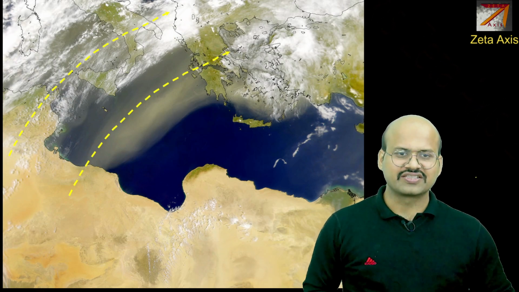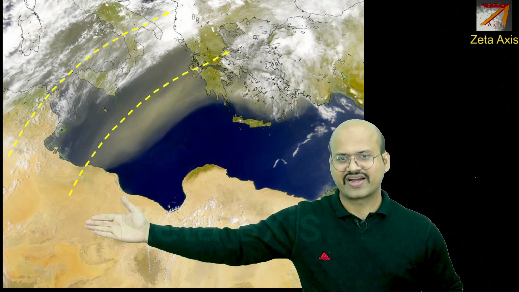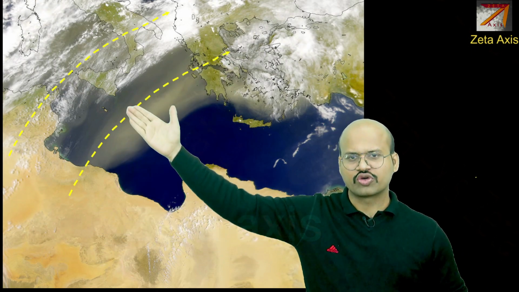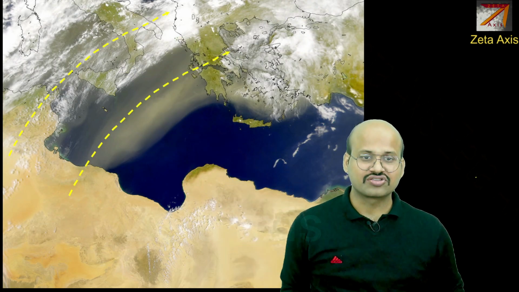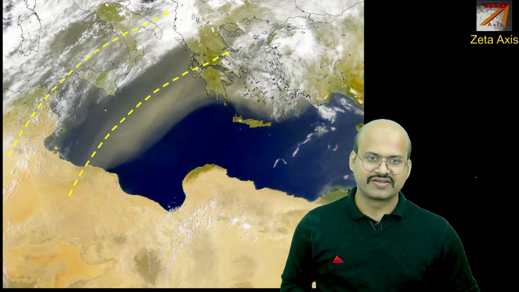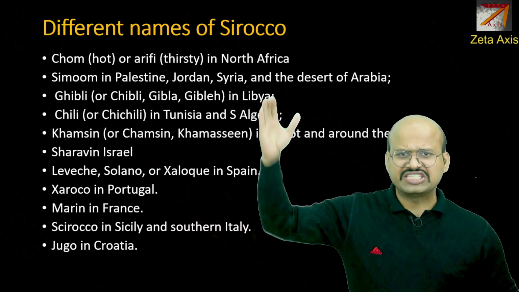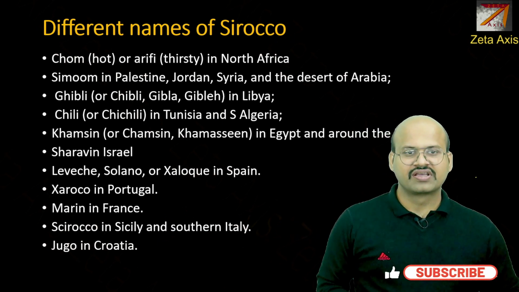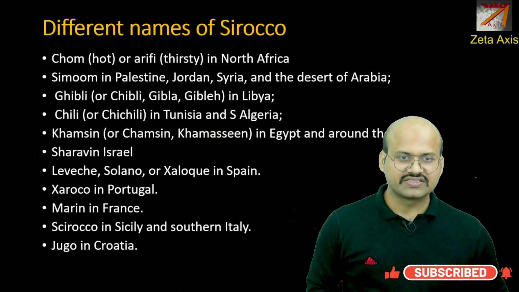Here we can clearly see the effect of Sirocco winds. They carry a lot of dust from the Sahara Desert in North Africa towards southern Europe. They also accumulate a lot of moisture from the Mediterranean Sea. So when it reaches over there, there is a mix of rainfall as well as the red sand from the Sahara Desert, hence causing blood rainfall. These are the different names of Sirocco across different regions of the Mediterranean Sea. They are called by different names in Africa as well as southern Europe.